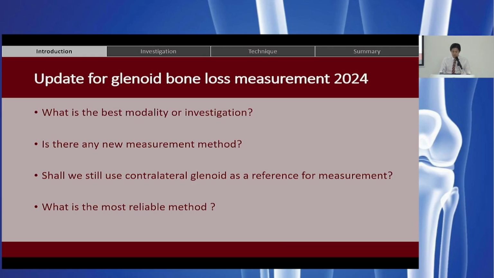Okay, so these are the introductions. And today, from my review for the 2024 update, we will answer these questions. What is the best modality of investigation? Is there any new measurement method or technique? Shall we use the contralateral glenoid as a reference for measurement? And what is the most reliable method we have today?